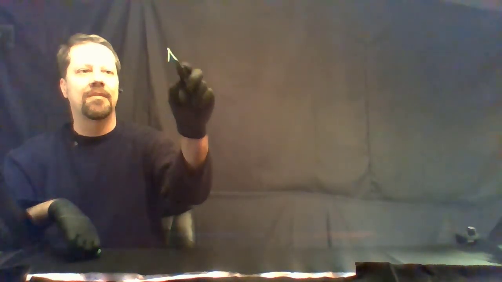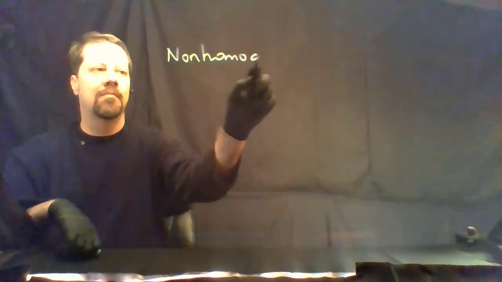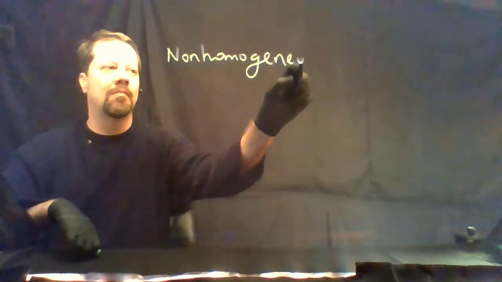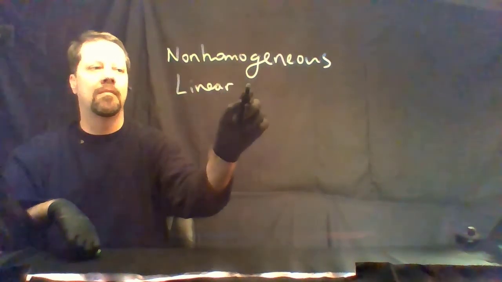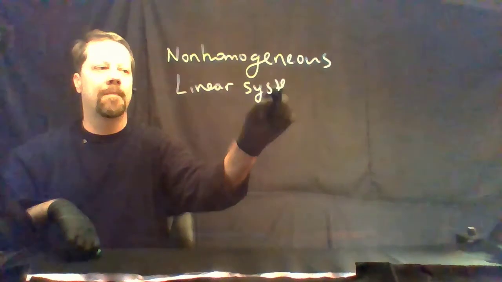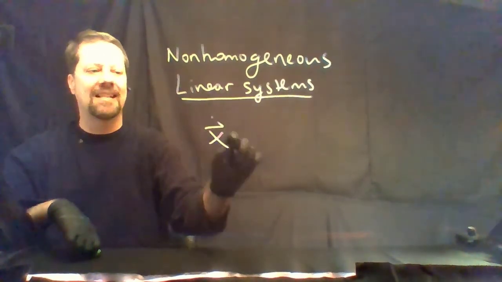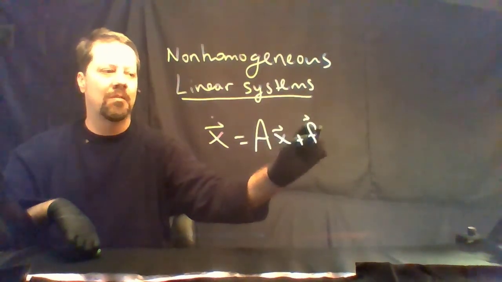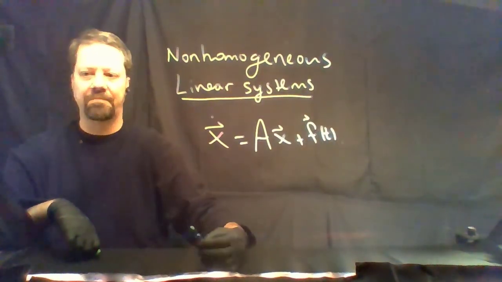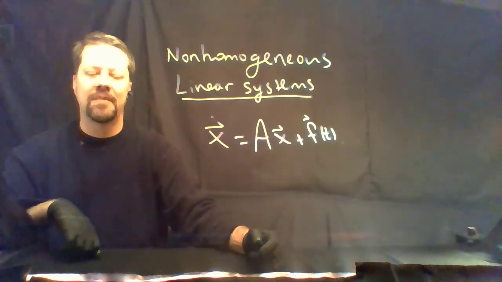Today we study the non-homogeneous case. These have the form x dot equals Ax plus f of t, where f of t is not identically zero.